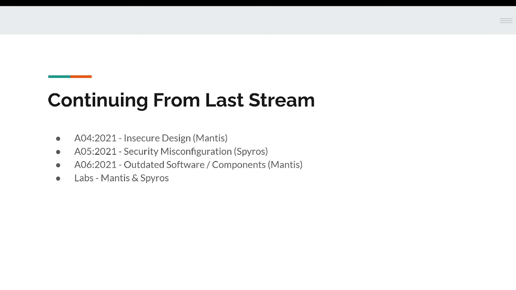Continuing from the last stream, we are going to share the content here. We've got three categories that we're going to do. Well, I suppose four if you include the labs, but the three OWASP categories: insecure design, which I'll do, security misconfigurations, which Spiros will do, and outdated software and components, which I'll do as well. And then we'll both do a lab each, probably the PortSwigger labs.